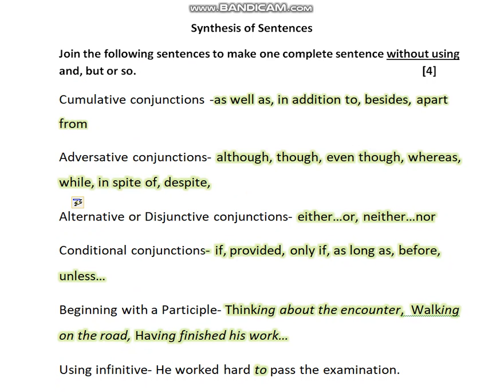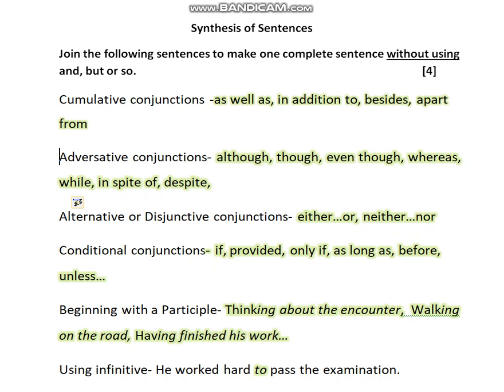Cumulative conjunctions such as well as, in addition to, besides, apart from, etc. In cumulative conjunctions, we use cumulative conjunctions in sentences where we add one sentence to another. They are two very simple sentences. There is no contrast between the sentences. There is no choice. There is no condition. We simply add the two sentences. So we use as well as, in addition to, besides, and apart from.